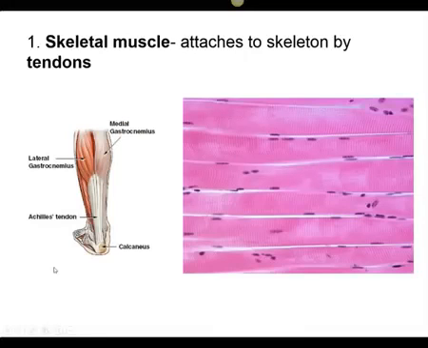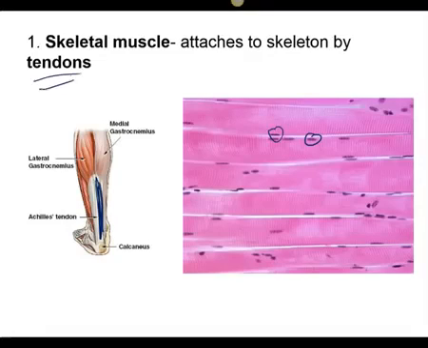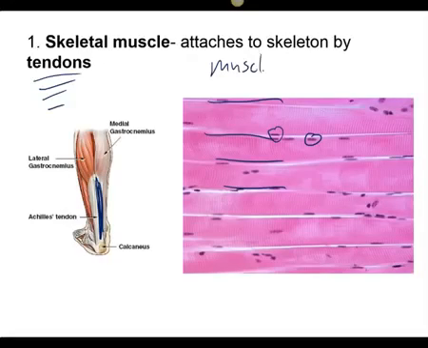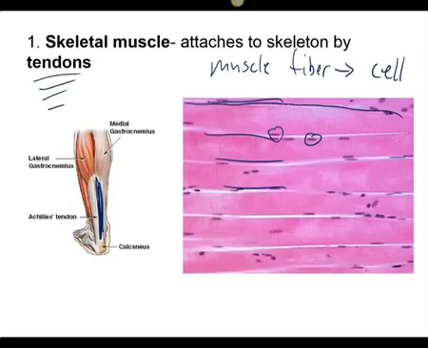If we look at our skeletal muscles, notice that they have more than 1 nucleus. They have lots of mitochondria, and they're attached to our bones by something called a tendon, not a ligament. And they're nice and kind of stacked in these long cylindrical columns called muscle fibers, where a muscle fiber is the same as a muscle cell. So this right here, right, is 1 long muscle cell. This whole thing right there.